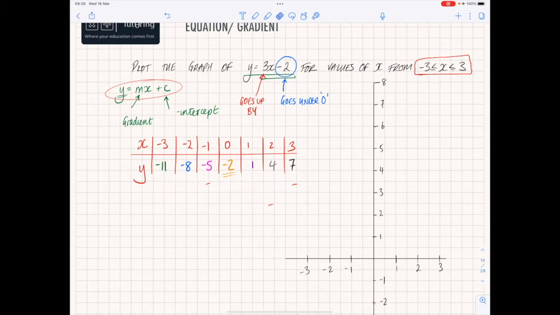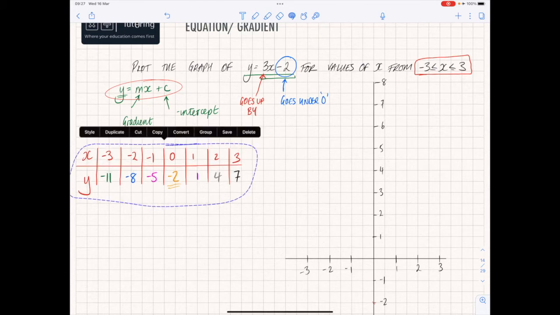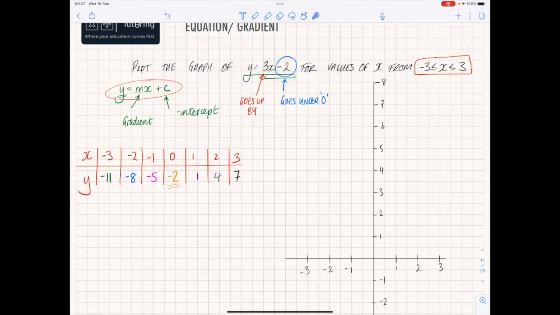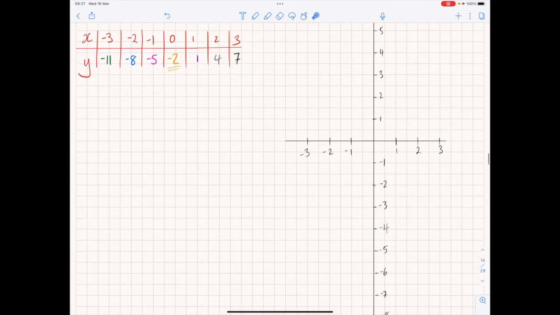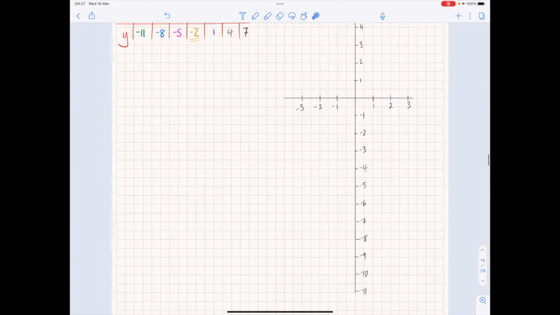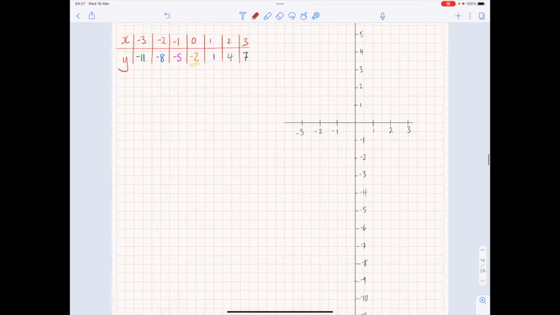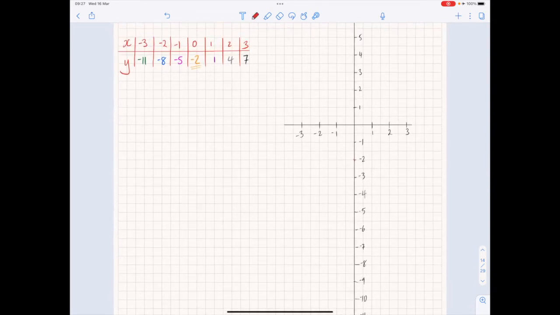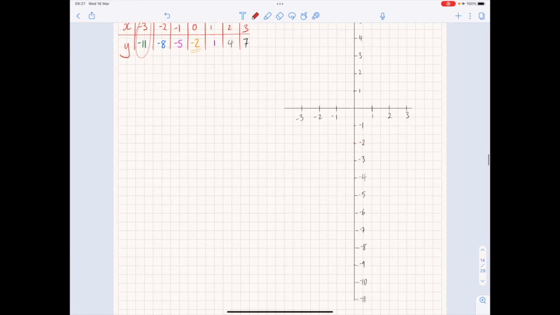So now what we need to do is plot this graph. This table of values gives me all the information I need to plot this graph. So the first coordinate you're looking at is -3 on your x-axis, which is here, and then -11, which is all the way down here. So my first point that I plot, if I just zoom out so you can see it, is -3, -11, which is all the way down here. -3, -11. The next point is -2, -8.